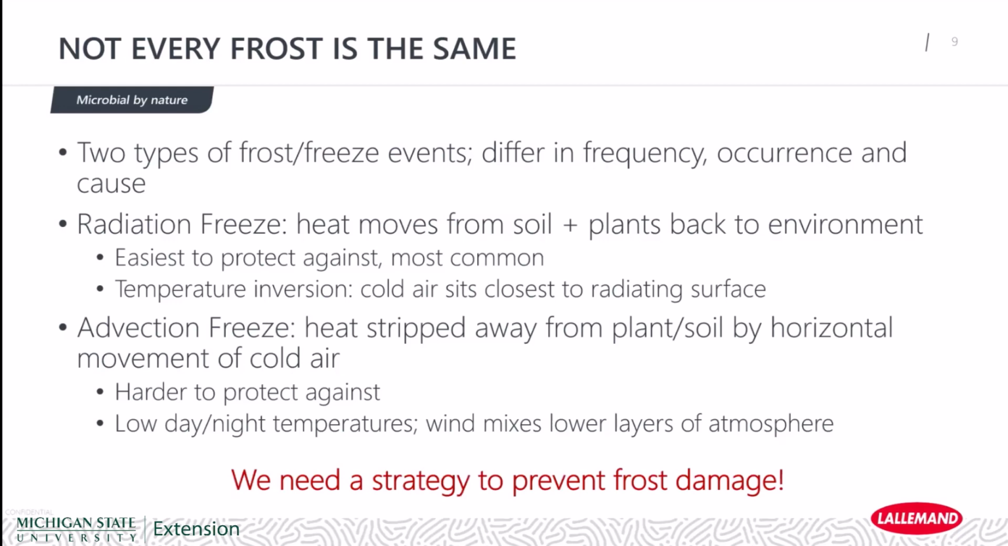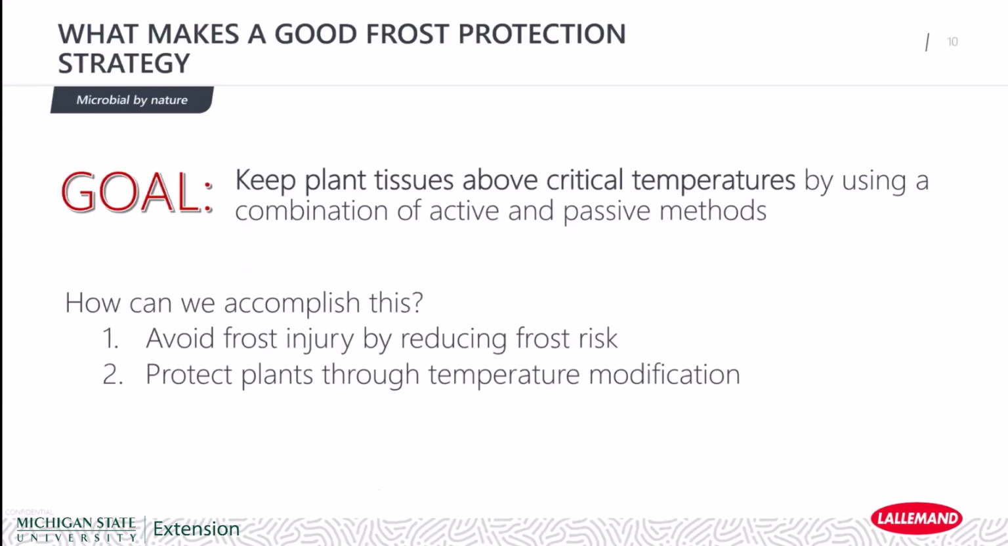So we need a strategy. This isn't a simple thing to think about. This can be quite complex, but overall, the goal is the same. The goal for any good frost strategy is going to be to keep plant tissues above critical temperatures. And what I mean by critical temperatures is the temperature at which your tissue will die. So we want to keep it above this temperature, keep the plants out of the danger zone, by using a combination of active and passive methods.